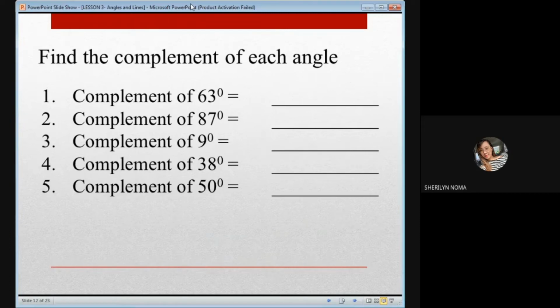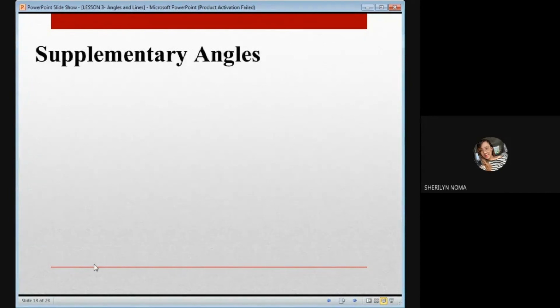Find the complement of each angle. Complement of 63 degrees. What is the measurement of the other angle? Yung second angle natin. If the first angle is 63 degrees, that is 27 degrees. If we add 63 and 27, we will get 90 degrees. How about number 2? Complement of 87 degrees. That is 3 degrees. Number 3, complement of 9 degrees. That is 81 degrees. Number 4, complement of 38 degrees. That is 52 degrees. And number 5, complement of 50 degrees. So 40 degrees.